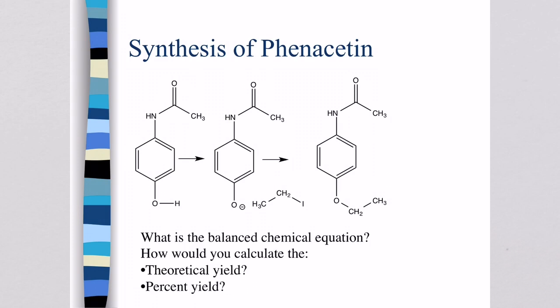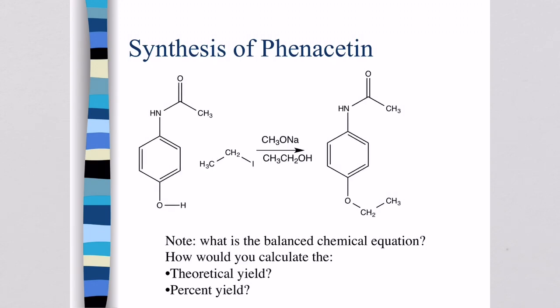Okay, so as we're planning our synthesis of phenacetin, we need to know what the balanced chemical equation is so that we can determine what the theoretical yield of the reaction is. And basically the theoretical yield, remember, is just how much product can be formed if all of the limiting reagent reacts. And then the percent yield is just the isolated yield that you get from the reaction divided by the theoretical yield times 100.